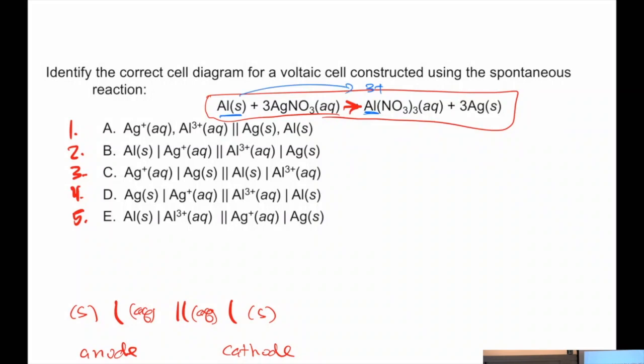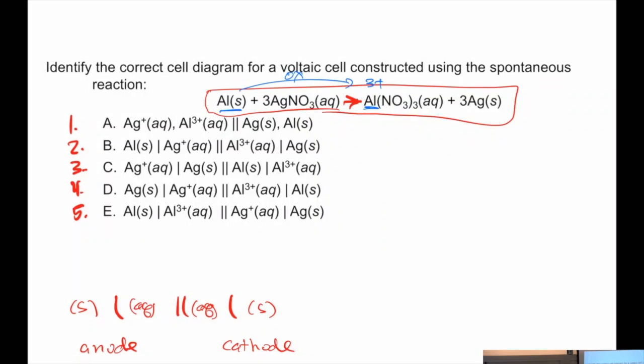So is aluminum being oxidized or reduced? Being oxidized. So we know that the start of our cell has to be aluminum solid, goes to aluminum 3+ in aqueous solution. And then you're pretty much done, although it's always good to double check. There's nitrate, but the nitrate isn't changing. The nitrate's just a spectator ion here.